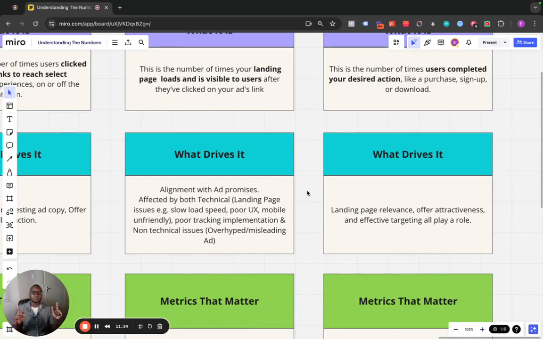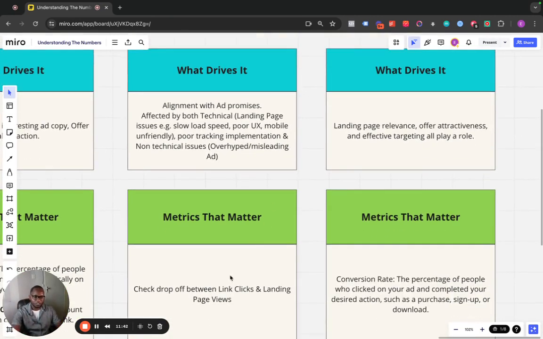But something interesting about the landing page is, and this is a metric that isn't normally measured as much, you want to be checking how many users are clicking on the ad, on the call to action button, right, the link click, and how many of them are actually landing on your landing page. If you see there's a significant drop off between those two, then there's a problem, right?